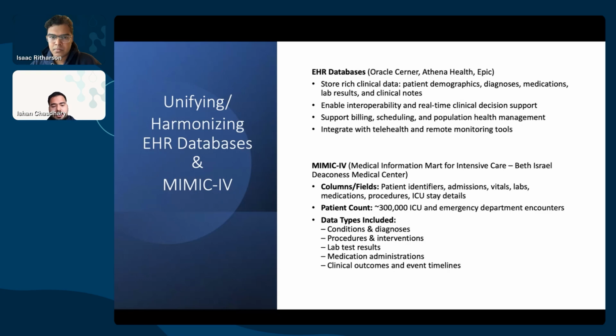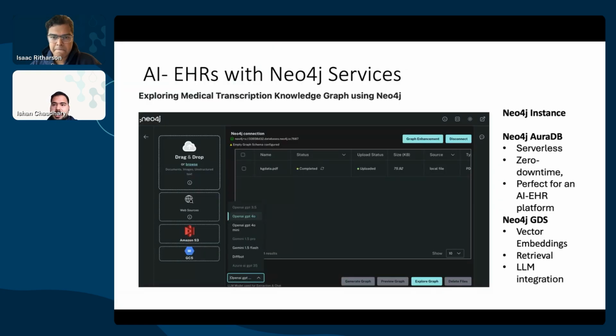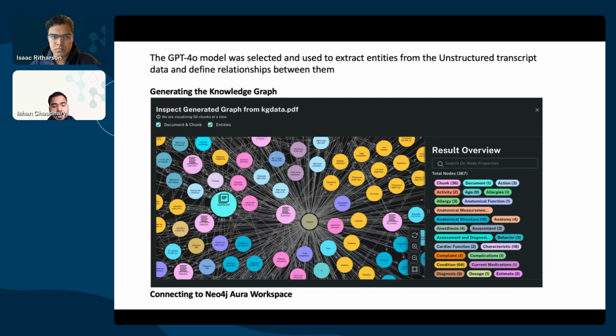Now, let's see how Neo4j becomes the foundation for an AI-powered EHR environment. We use Neo4j AuraDB as our main graph database. It's serverless, offers zero downtime, and is ideal for building a medical knowledge graph that needs to be constantly online. Neo4j GDS, the graph data science suite, helps us generate vector embeddings and integrate LLM-powered retrieval. Together, they enable us to store clinical entities, model temporal relationships, and run intelligent queries efficiently.